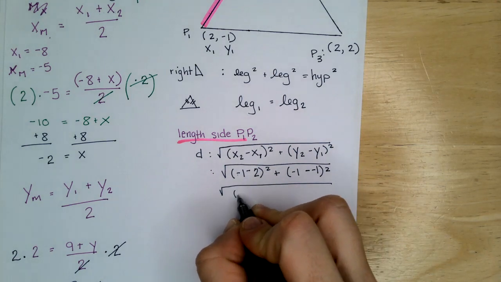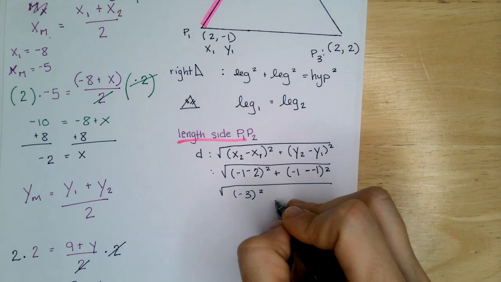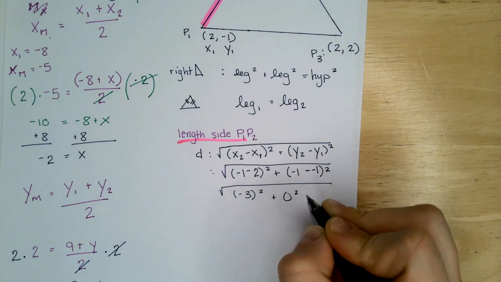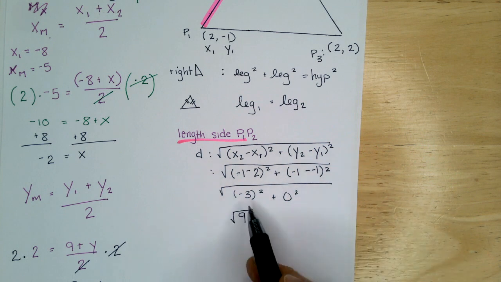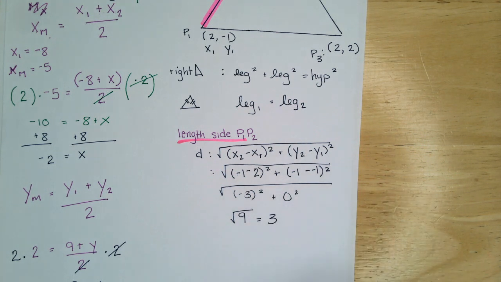-1 minus 2 is a -3 squared, with the parentheses, which is the same as 3 squared. -1 plus 1 is just 0 squared. So I have the square root of 9, because -3 squared is 9. So that distance is 3.